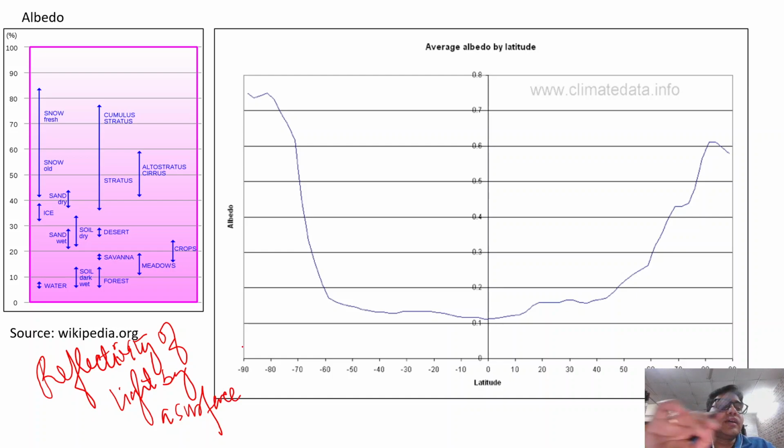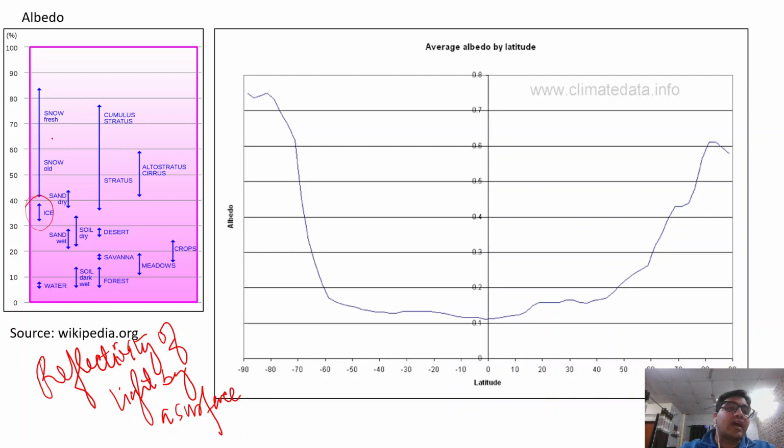So if we see here, fresh snow has the highest albedo. Keep that in mind. It has the ability to reflect back almost 85 to 90% of the light falling on it. Similarly, clouds have very high albedo. Then water has very less albedo. Ice without the snow has around 40% albedo. So this is the amount of radiation which is reflected back.